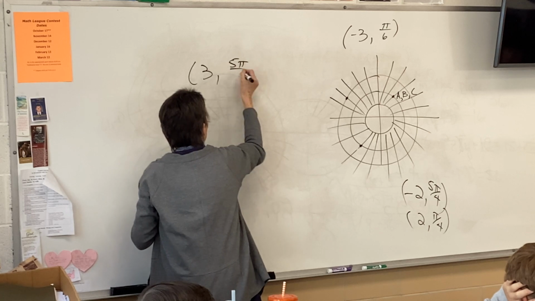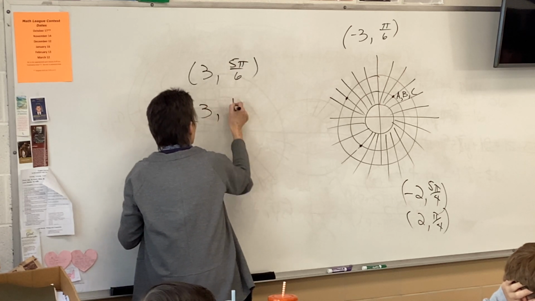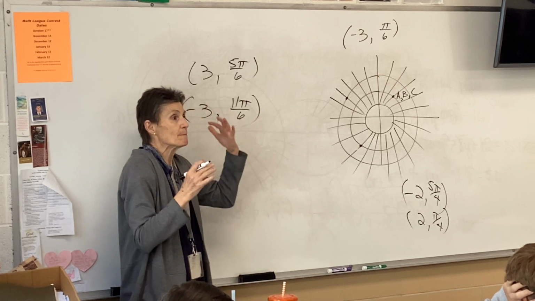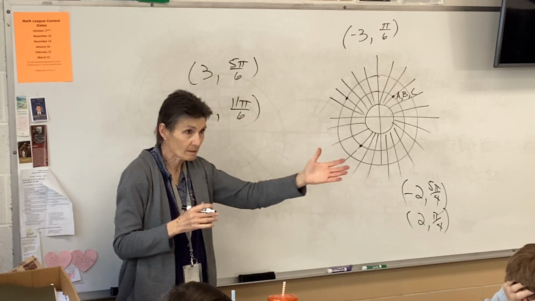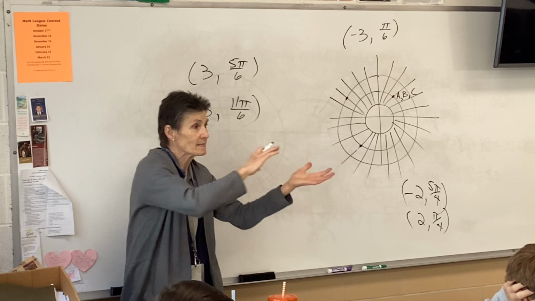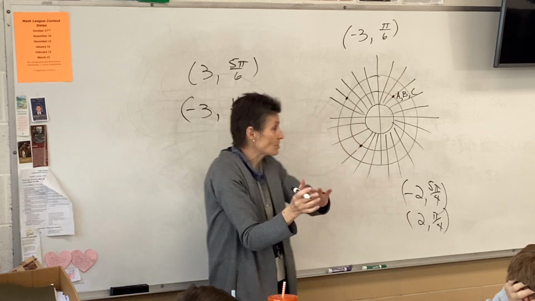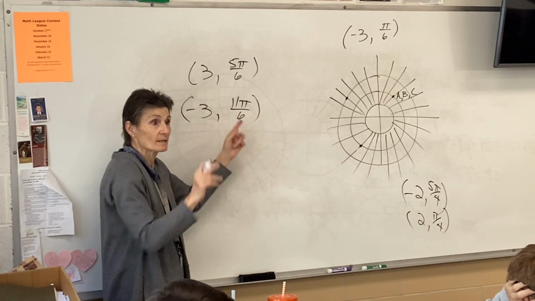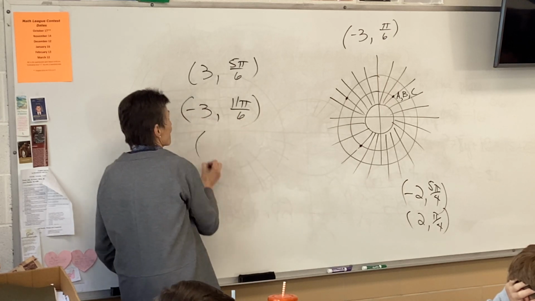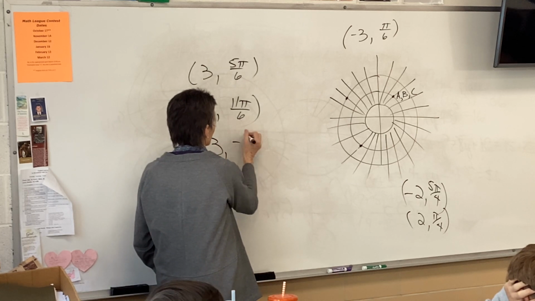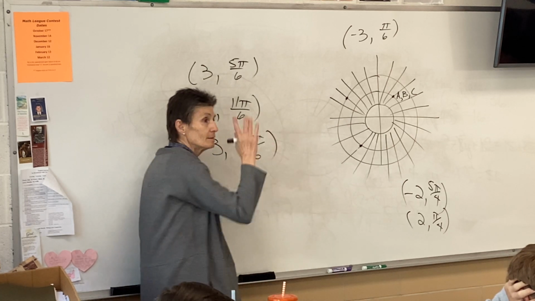-3, 11 pi over 6. Love it. Perfect. He made his radius negative. And what does that do to your angle? It moves it pi radians. So he added pi to 5 pi over 6 and got 11 pi over 6. And then another one: 3, -7 pi over 6. Love it. Looky there.